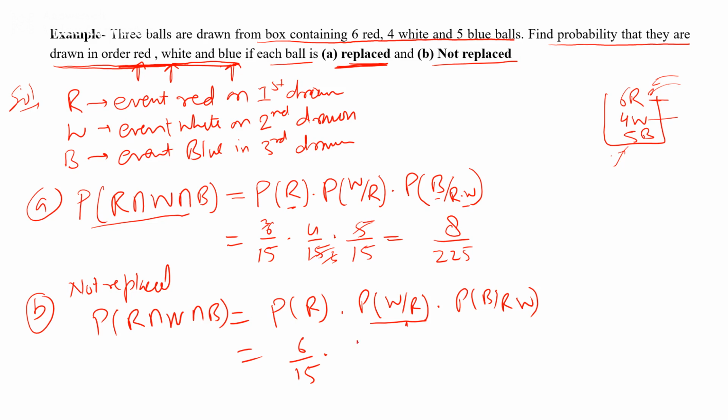So how many balls remain? 14. So we say 4 by 14. And in the third case, when we draw the blue ball the third time, how many balls remain? 2 balls are already drawn, and we have 5 blue balls and the remaining balls are 13. So we write 5 by 13. After simplifying we get 4 by 95. So in that way we use conditional probability.